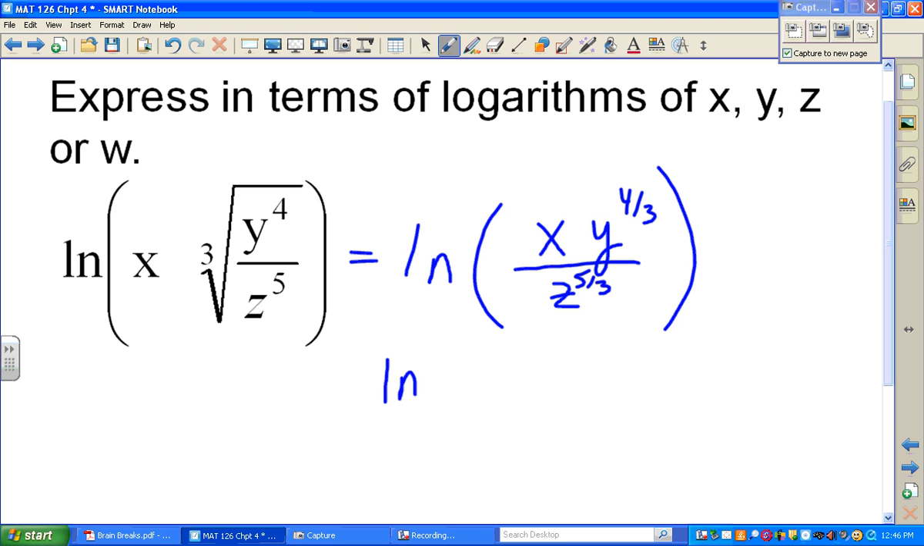Now it's just a matter of personal preference, how you want to look at it. The natural log of x plus the natural log of y minus the natural log of z. Look good? And then drop everything out in front. I think you're done, right?